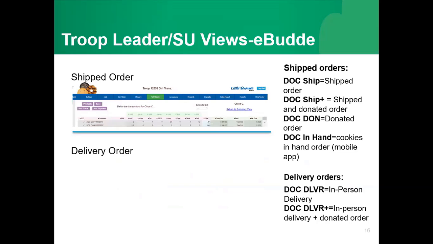Okay, this is going to show you in eBuddy what you're going to see when a girl takes various kinds of orders. We do not use any of the delivered functionality that you see on the bottom of this slide, so we're going to skip over that. But for DOC shipped, it means that grandma placed the order for cookies.